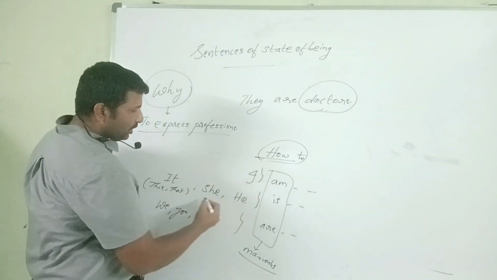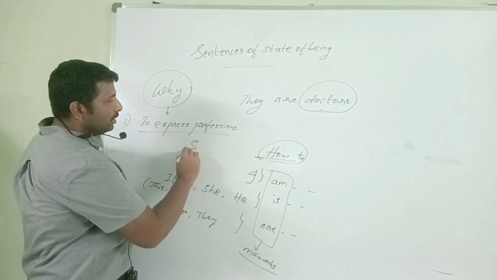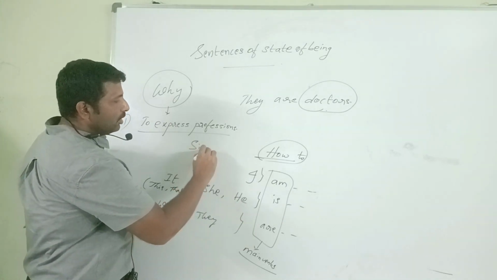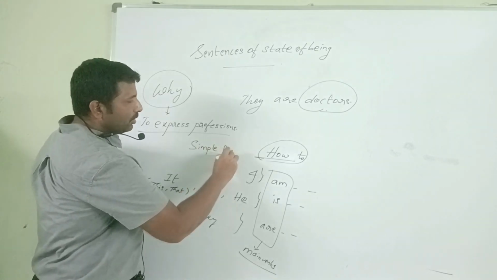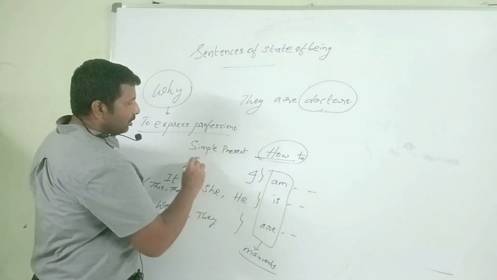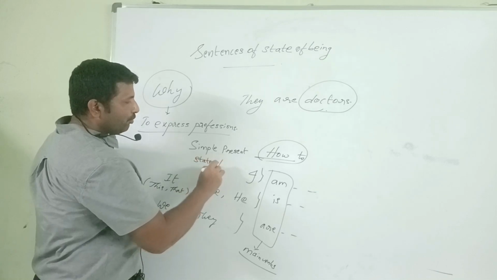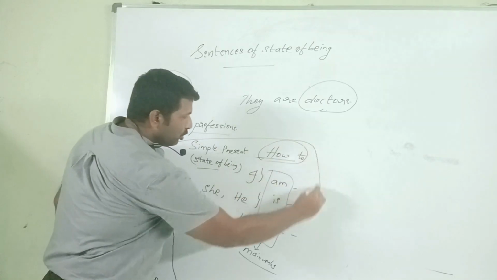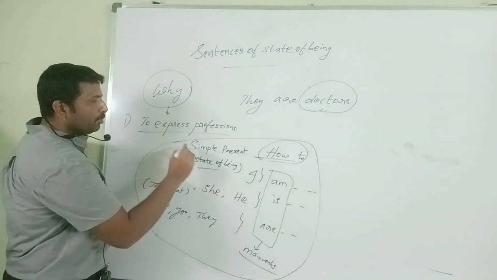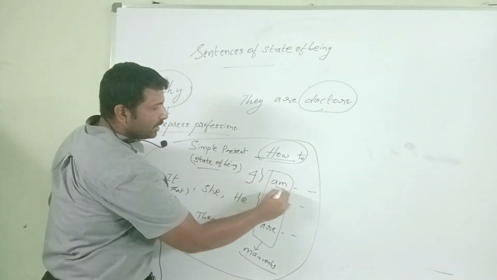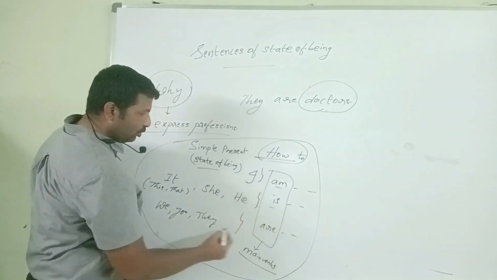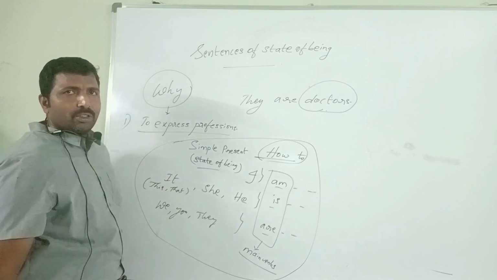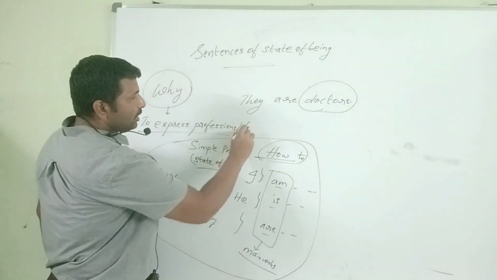I am, he, she, it, you, they. This structure is under the head simple present state of being. This is the how part: how to use this simple present state of being. For I, it is am. For he, she, it, it is is. For we, you, they, it is are. Why to use means the first condition is to express professions, otherwise designations.